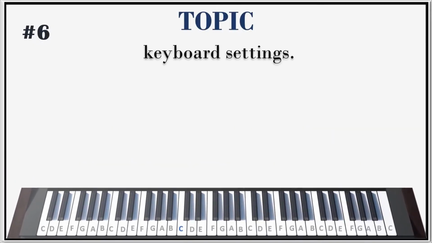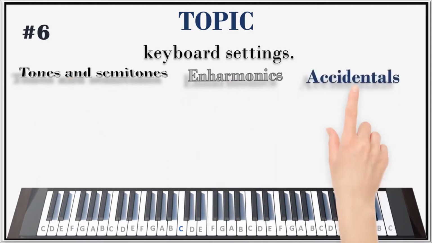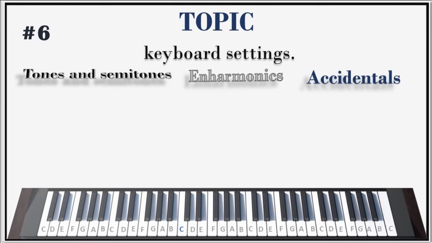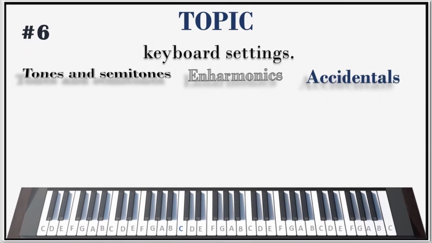In this 6th video, we will be learning all about the keyboard settings. So, at the end of this topic, you will understand the following aspects of keyboard settings: 1. Tones and semitones. 2. Enharmonics, and 3. Accidentals. It is very important to watch previous videos if you are visiting this channel for the first time, so you can follow the topics sequentially.